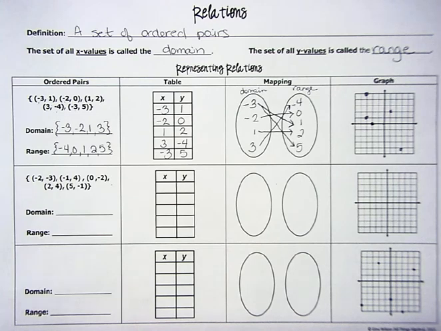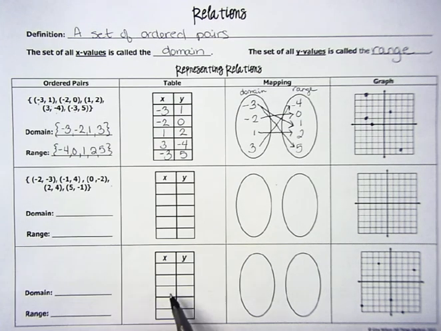The last one, we're working it backwards. The last one, you're given the points, and you want to come up with the domain and the range, the table of values, and the mapping. So however you work through that last one is up to you, but we're starting with the graph instead of starting with a set of points.